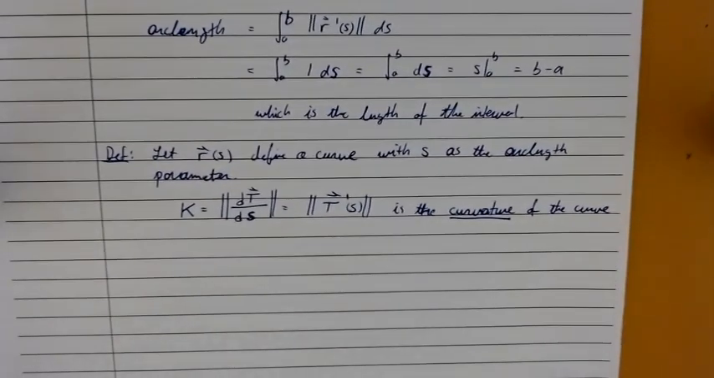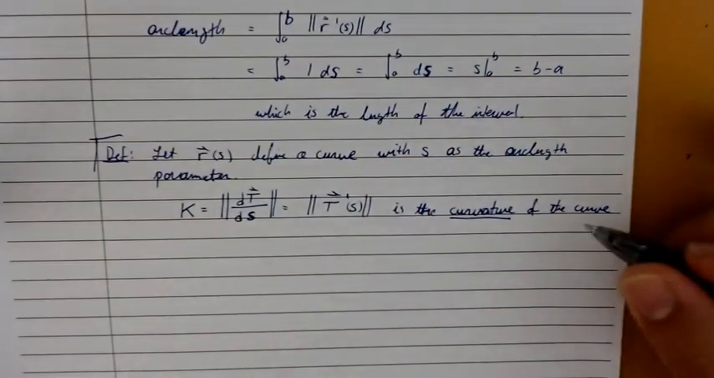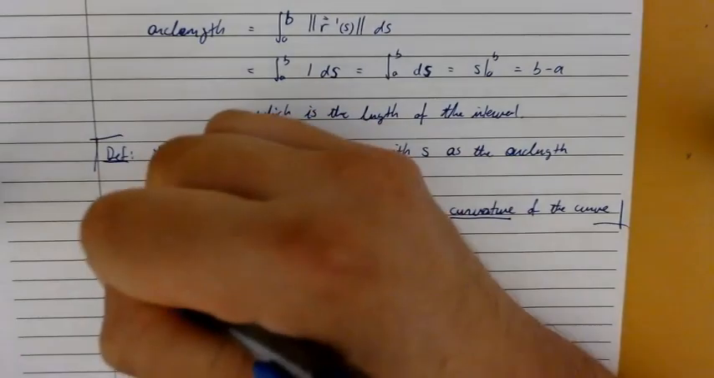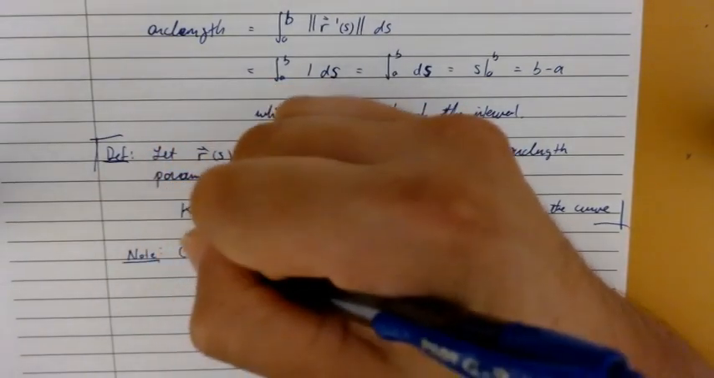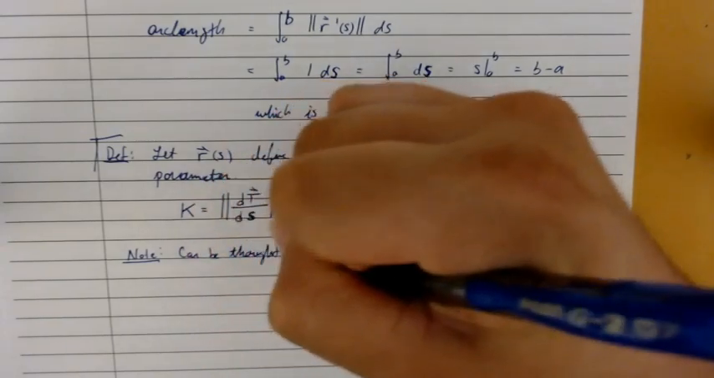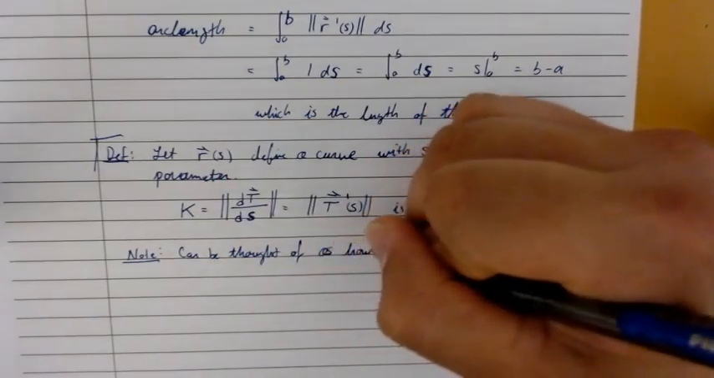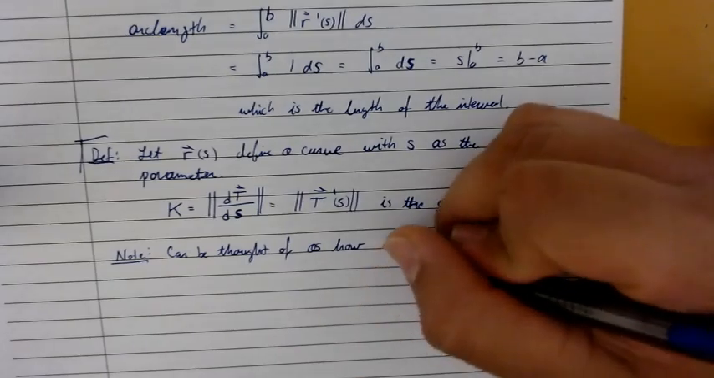It quantifies how curvy something is, yeah? One way you can think of it is, note, it can be thought of as how curvy something is, right? How quickly or sharply something turns.